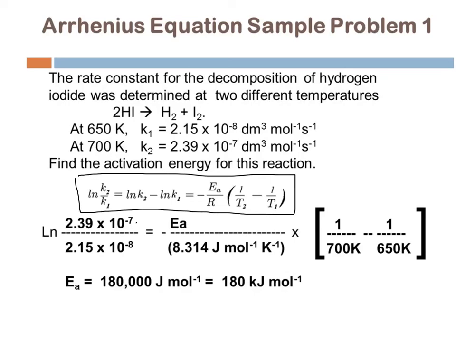Our two rate constants, K2 and K1, we're plugging in. We don't know Ea, we're solving for that. We're going to put in our R, our gas constant value, and then we've got T2 and T1. So if we were to solve that, we get 180,000 joules per mole, or 180 kilojoules per mole. And that would be our activation energy.